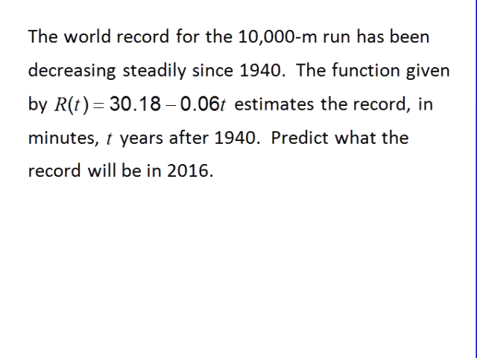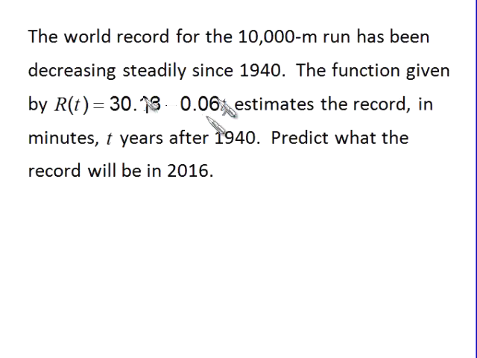The world record for the 10,000 meter run has been decreasing steadily since 1940. The function given by r of t equals 30.18 minus 0.06t estimates the record in minutes t years after 1940. Predict what the record will be in the year 2016.